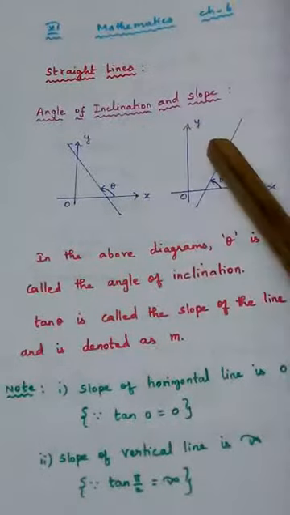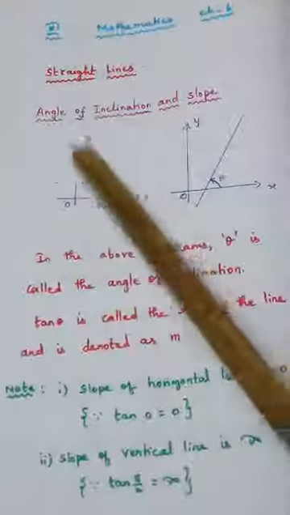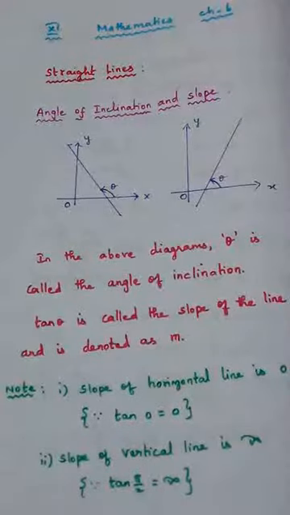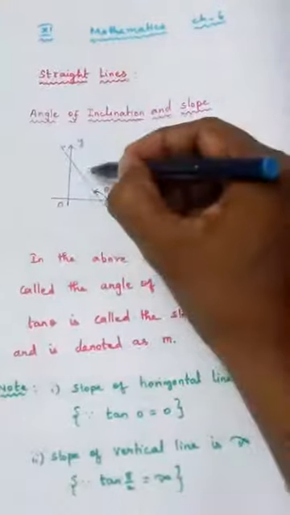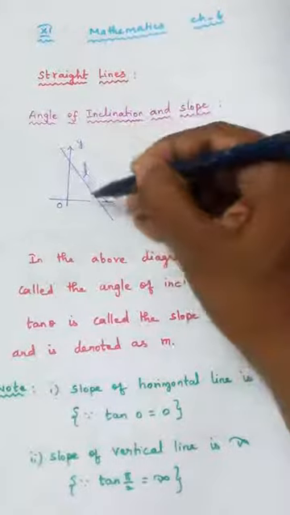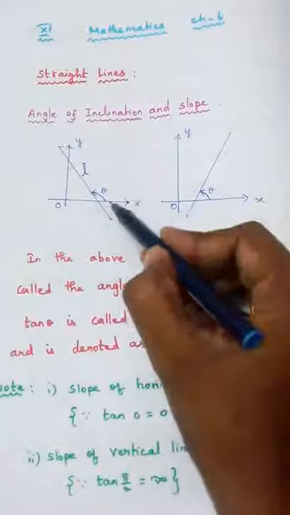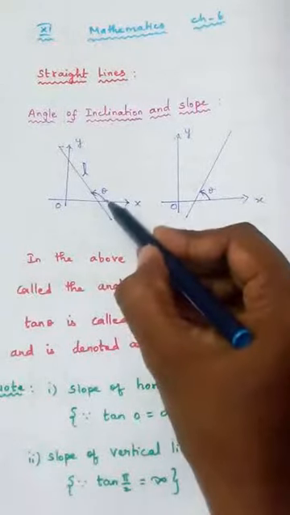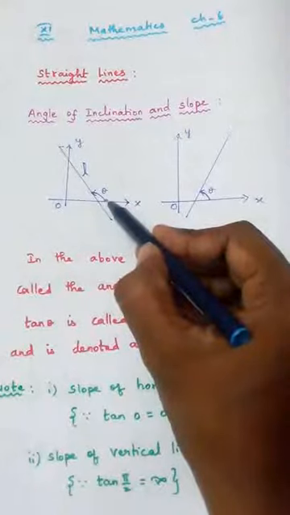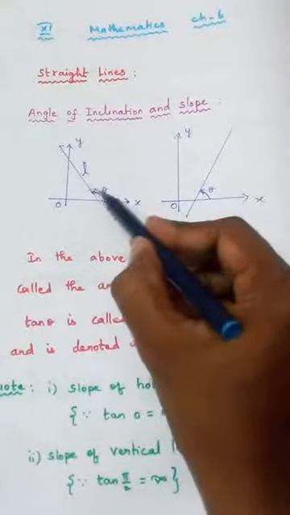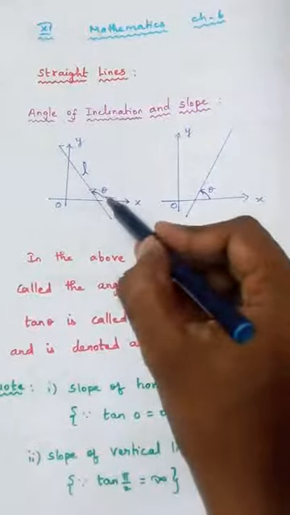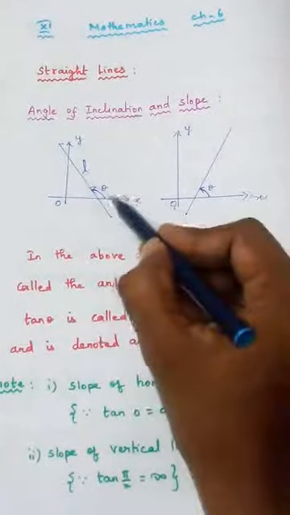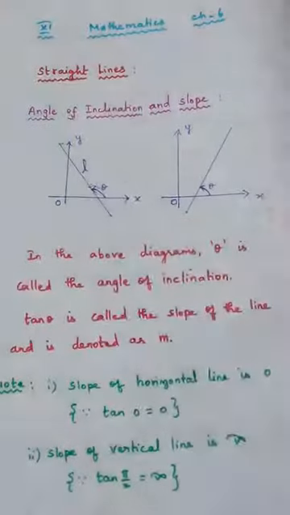Some diagrams are given here, x-axis, y-axis. Imagine that this is the straight line L. I will name the line. Let this be the straight line L. And this is the angle made by the straight line with respect to x-axis. Always we should measure the angle in counterclockwise direction, positive direction, anti-clockwise direction. So this is called theta. We should not measure like this. The angle is measured like this, theta.